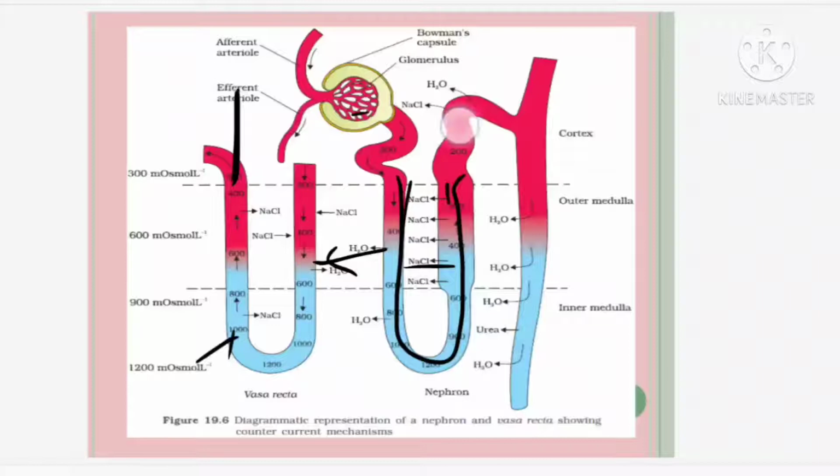Another thing you have to notice is that the ascending limb of the Henle's loop also absorbs on the top part. What they do is that they also take in urea. What are they taking in? Urea. So, when they are taking in much urea, it is becoming concentrated, and this urea is gradually coming down to the collecting duct.